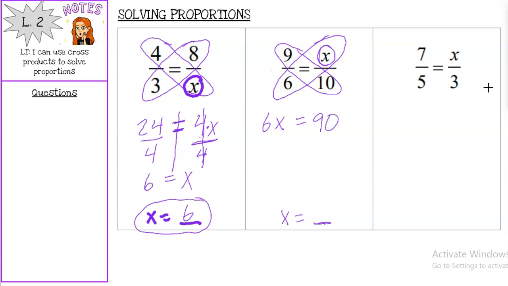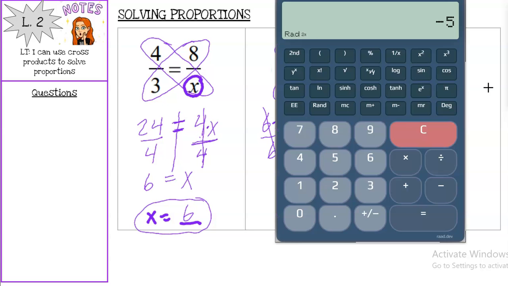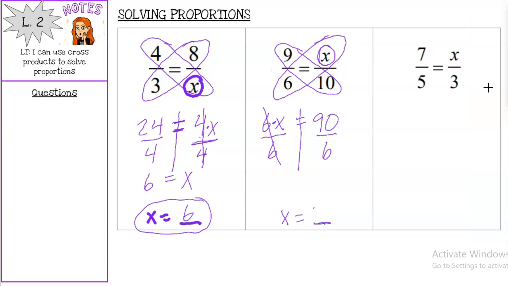So all we have to do is get x by itself by undoing this multiplication with division. Divide by 6, divide by 6, and we get x equals 90 divided by 6. If you like, feel free to use a calculator. 90 divided by 6 gives us 15. So x is 15.